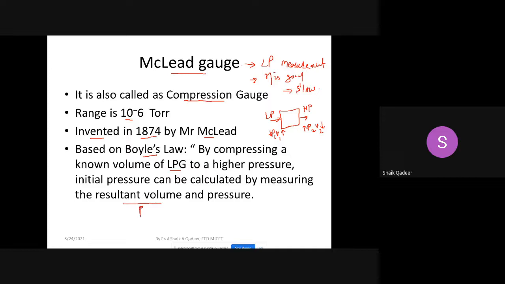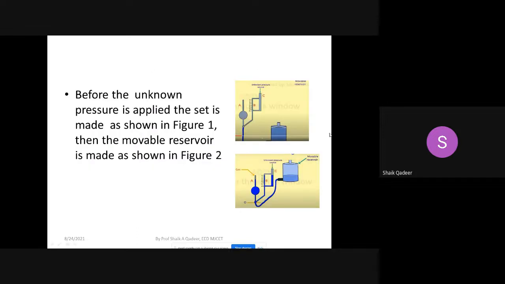Resultant volume is V2, and resultant pressure is P2. Hope it is clear to everybody. Very simple. I am proceeding. So we have this setup in which three sections are available.